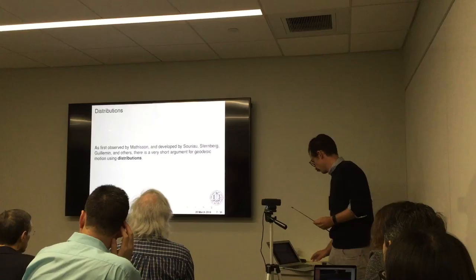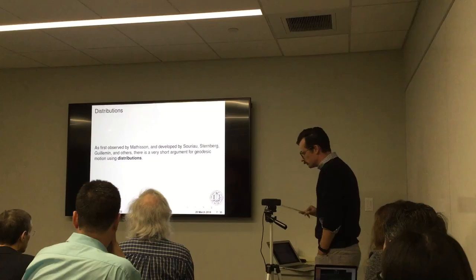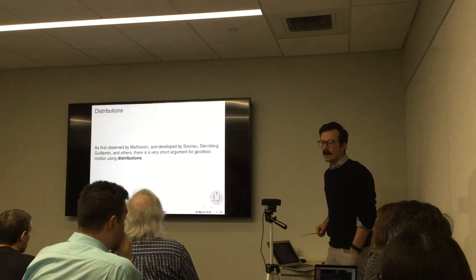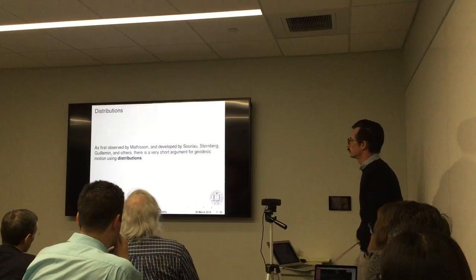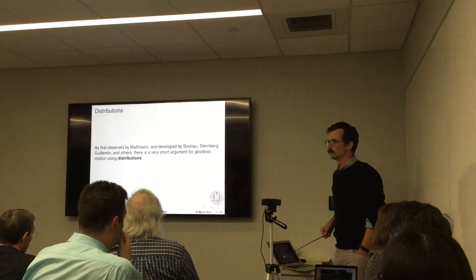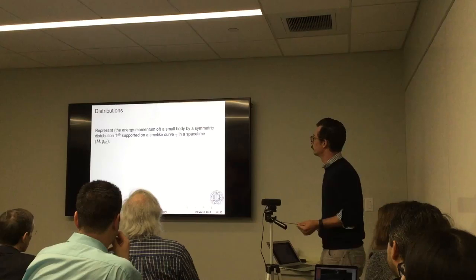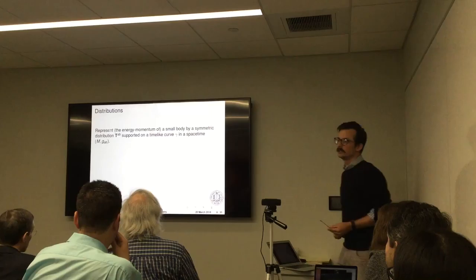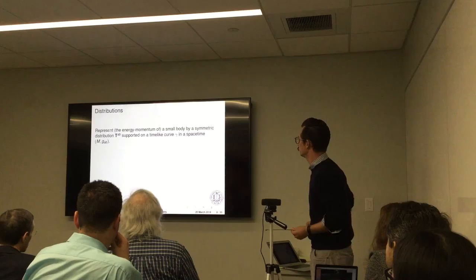One very straightforward, elegant, and simple approach to understanding small body motion in general relativity was first observed by Myron Mathisson early in the history of the theory, but then has been developed subsequently by Souriau, Sternberg, Guillemin, many others. And I think this is an idea that occurs to many people very quickly. Well, let's just treat small bodies as basically delta functions supported on a curve. And in fact, one can prove that if you represent a small body by a symmetric distribution, I'm going to write T^{ab}, which should be suggestive, right? So this is going to be a distributional stress energy field supported on a curve in some space-time, (M, g).